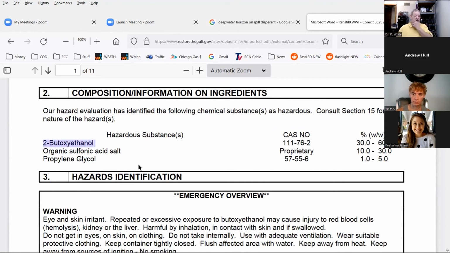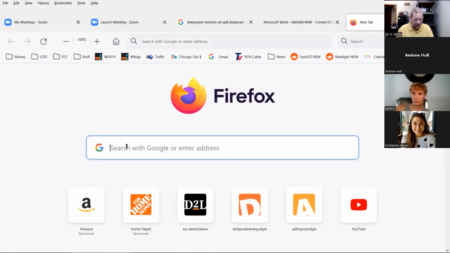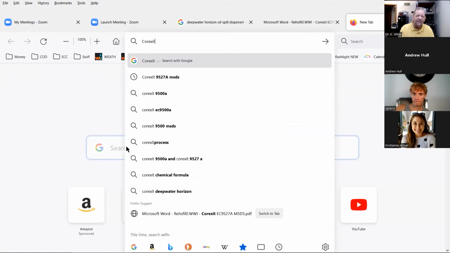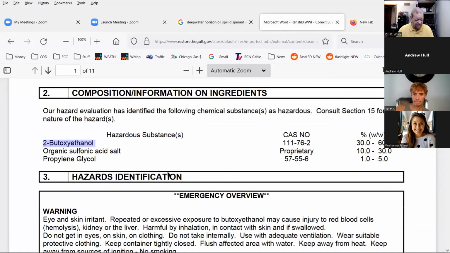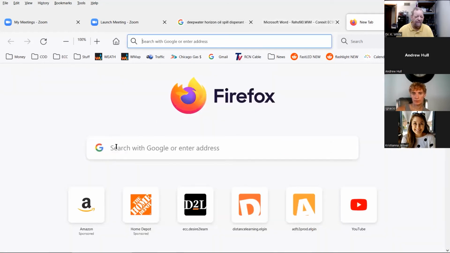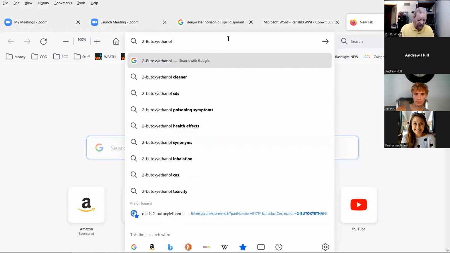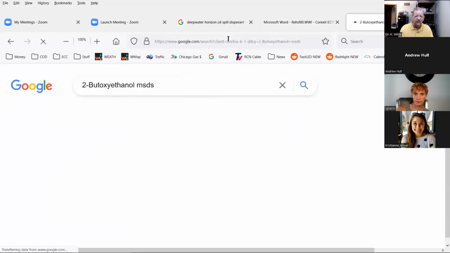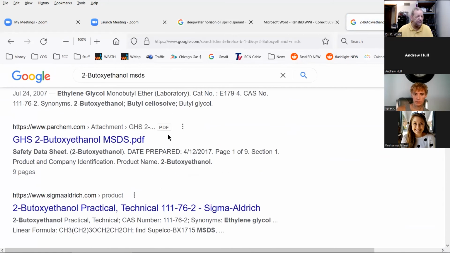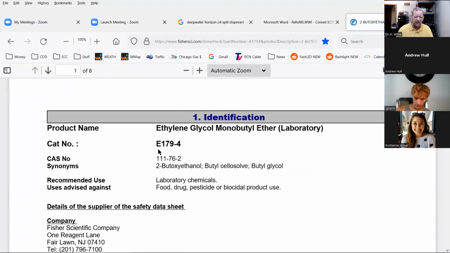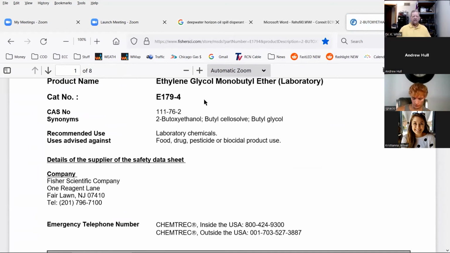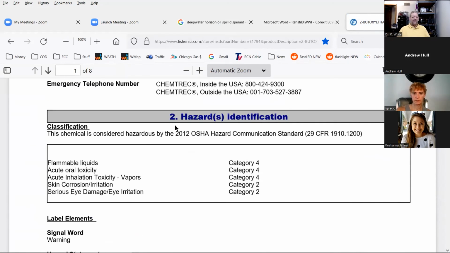And at that time, I wondered what that is, because the other stuff I knew what they were. They aren't dangerous. So what did I do? Go to Google. First of all, copy it. And then put in the name of the chemical, MSDS, and you can find these. Fisher is a well-known chemical company, or actually distributor, and they have different names. And here's 2-butoxyethanol and hazards.